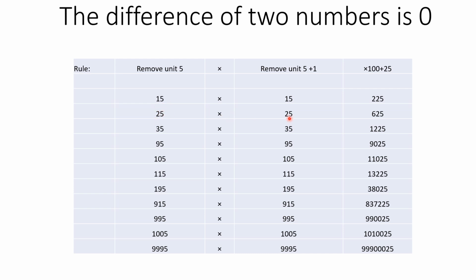2 times 2 plus 1, so 3. 2 times 3 gives us 6. End it with 25. 35 times 35, remove the 5's. 3 times 4, 12. End it with 25.